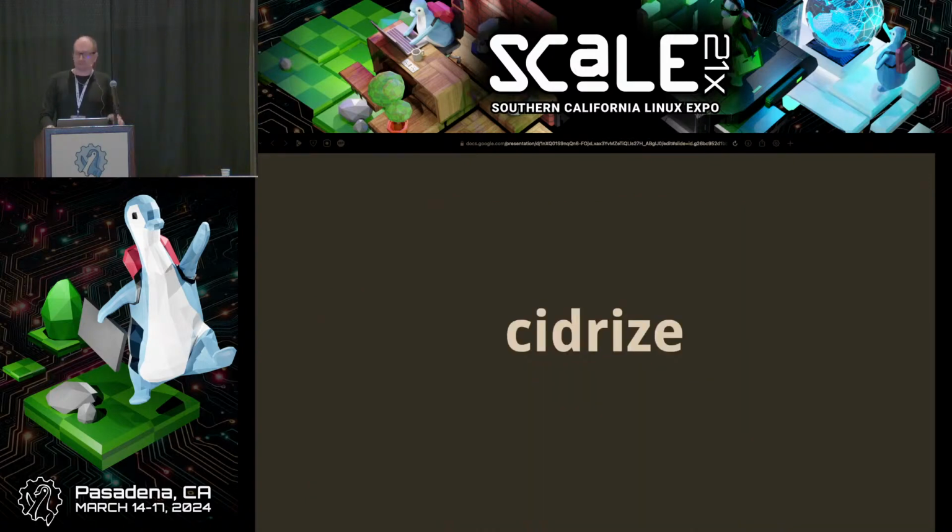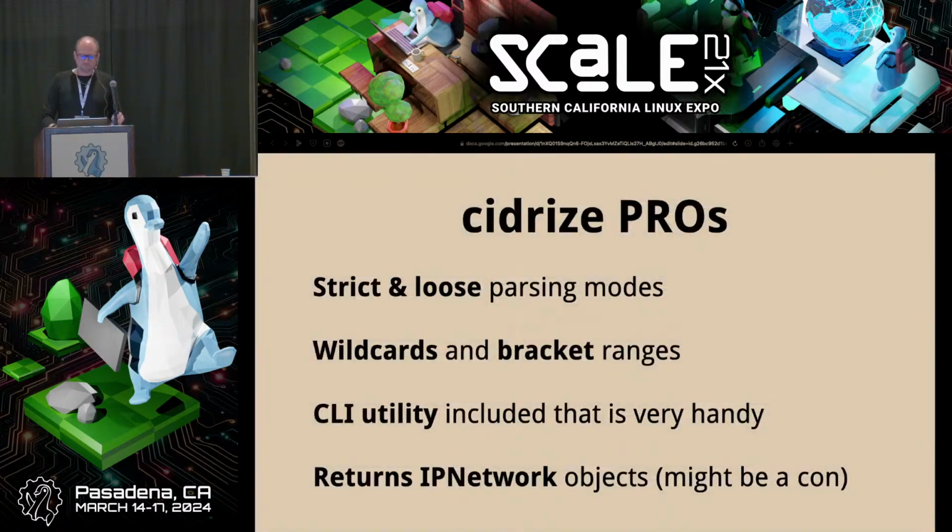So we'll start with Cyderize. Cyderize pros are that it has strict and loose parsing modes, and I'll give you some examples of that. It supports wildcards, supports bracket notation. It comes with a command line utility. And the values that you get back from it are IP network objects, which allows you to work with those if you need to.